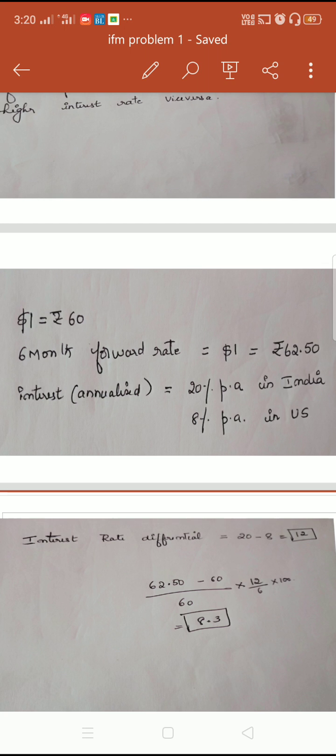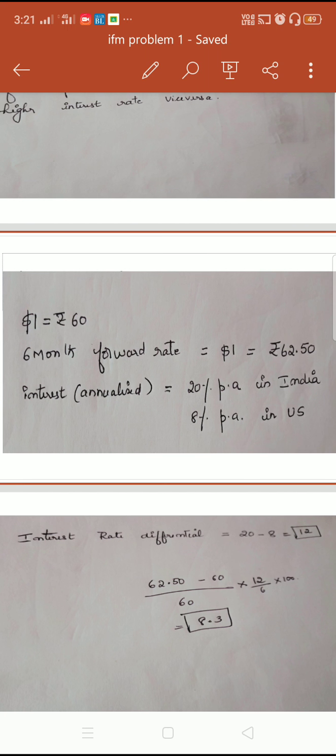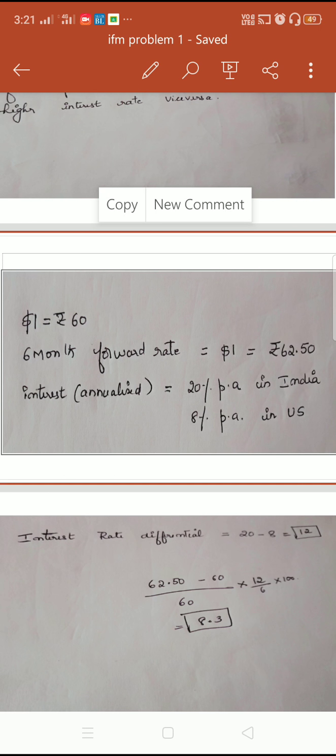Now using the rule, if the interest rate differential is greater than forward premium or discount, here it is greater, right? Here 12 and 8.3, so it is greater. So where should you invest? You should invest in the country where the interest rate is high. In India it is 20 and in US it is 8, so you are supposed to invest at 20%. So you should invest in India.